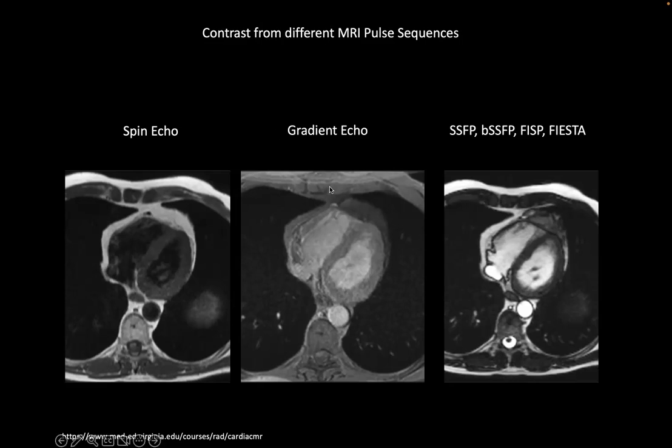In a gradient echo image, and that means we're not doing a spin echo, we're just going to make pictures from that FID.